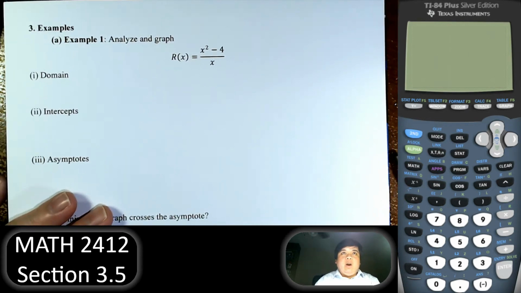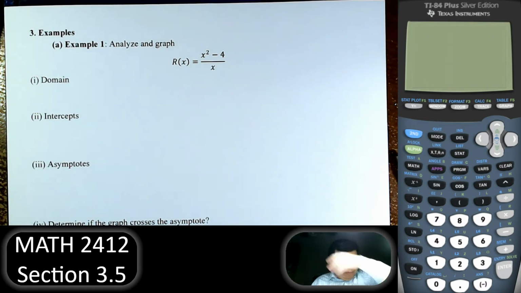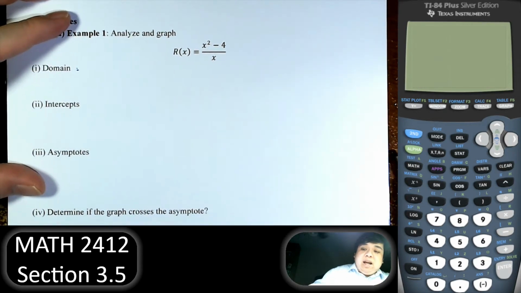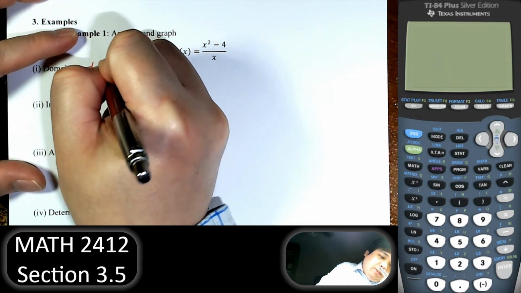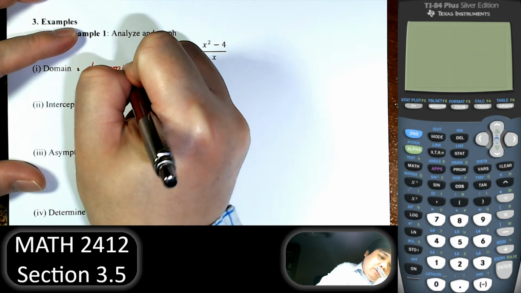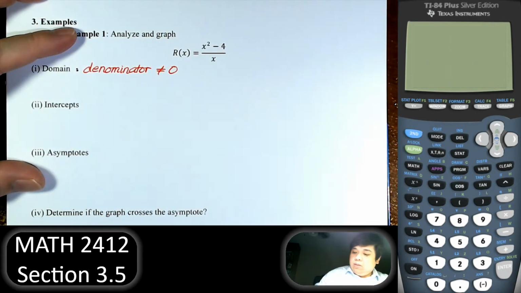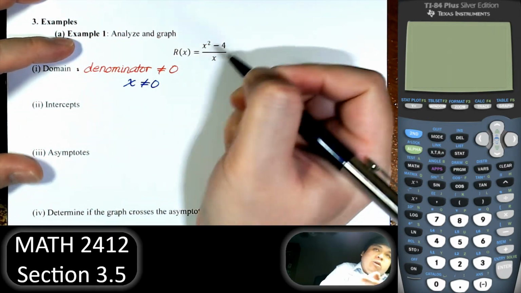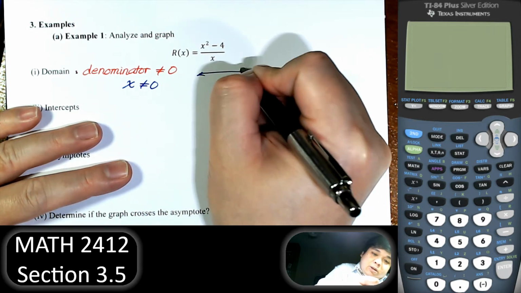Right, let's analyze and graph this function. First, the domain, once again, is where the bottom, or the denominator, is not equal to 0. So just x not equal to 0, everything but 0.